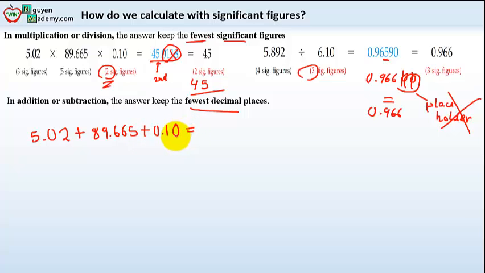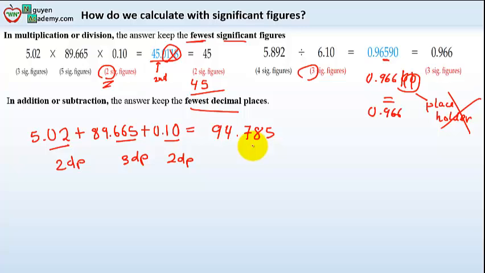And I am going to plug into the calculator, and I'm going to get, what is it? 94.785. This is the exact value on my calculator. But we are keeping the fewest decimal places. In this case, we have 2 decimal places, okay? Right here we have 3 decimal places, okay? And here we have 2 decimal places. So what's the fewest decimal places we have? 2.